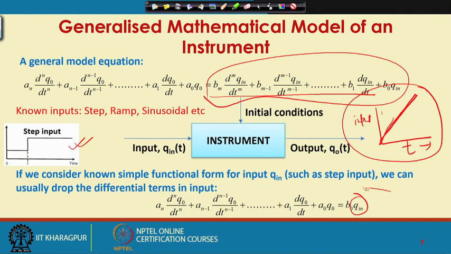In that case, a generalized mathematical model for an instrument will be represented by this, and for common engineering applications we will make use of this. Let the output be represented by an nth order differential equation, and on the right hand side let us take the functional form of the input. The commonly used functional forms are step input, ramp, sinusoidal, impulse, and so on. You will learn more about such inputs and relationships for different systems when you study process control in some other class.